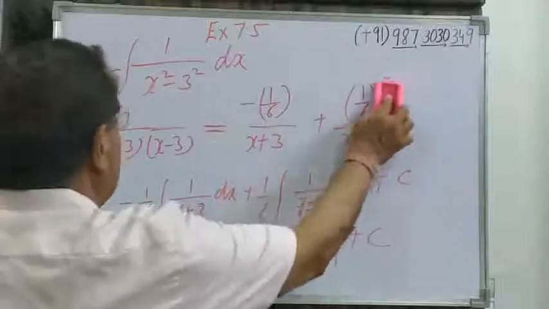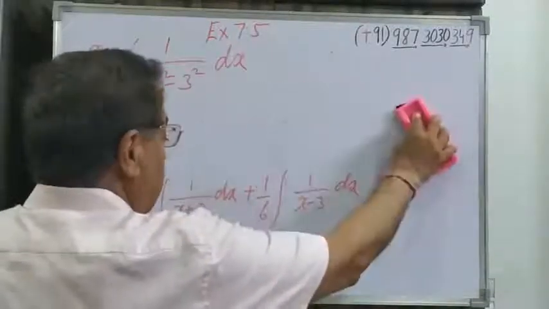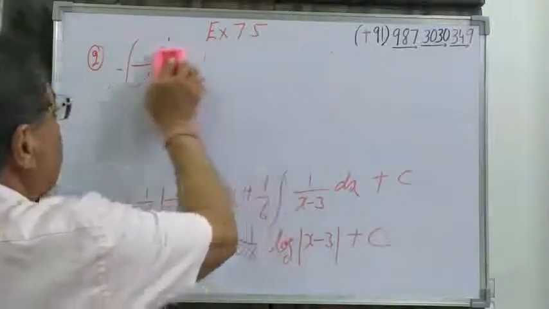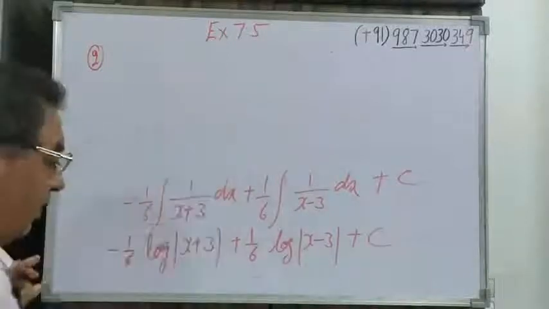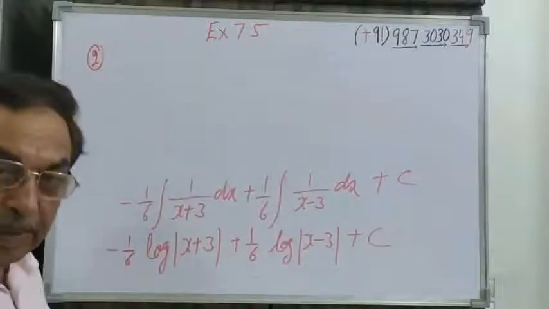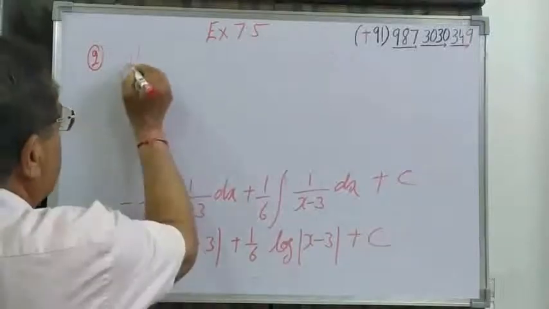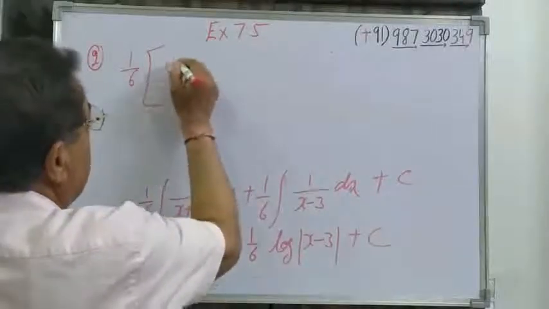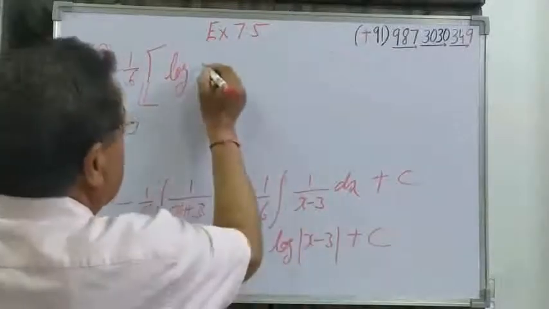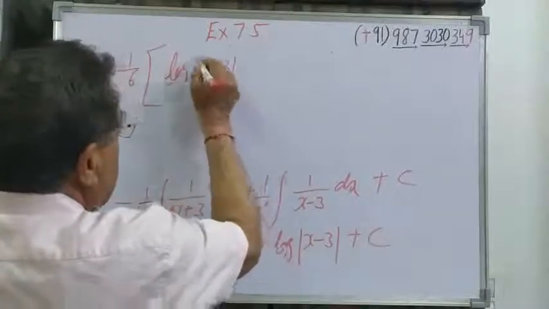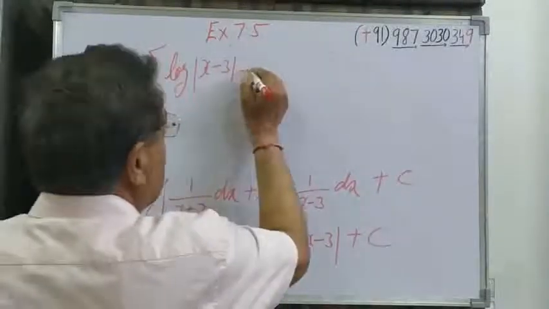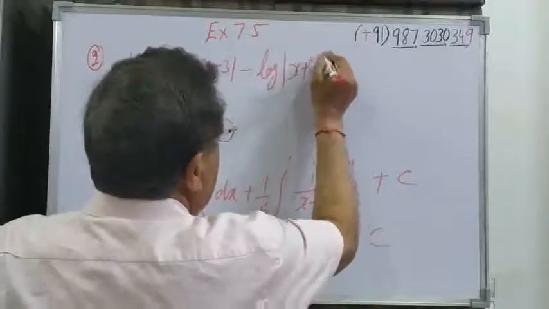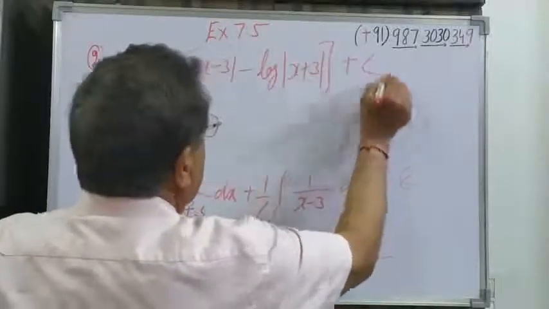We can simplify it further. If you know the basics of the logarithm, the answer can be written with 1 by 6 common from both the terms. I take out 1 by 6 common, and first I write the positive term, that is log of x minus 3, then minus log of x plus 3, plus c.